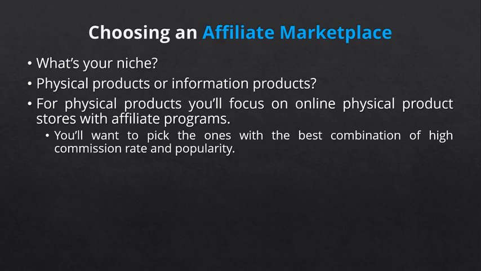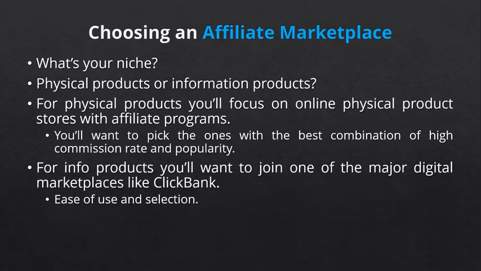For information products, you'll want to join one of the major digital marketplaces like ClickBank. Really, all you're looking at here is ease of use and selection. Ease of use has to do with how easy it is to set up an account and start promoting products. Typically, they're all pretty easy as far as account setup, but some marketplaces like JVZoo require you to request approval for each product and wait to be approved by the vendor, while other places like ClickBank allow you to pick one and start promoting immediately.